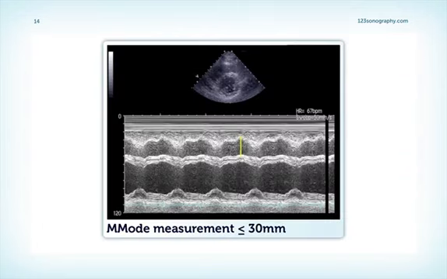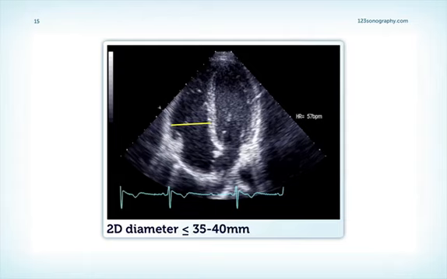A more historical way of measuring the right ventricle is with the help of M-mode. However, this measurement is fairly inexact, and I would probably prefer to use the 2D measurements. Let's take a look now at how we can perform these 2D measurements.